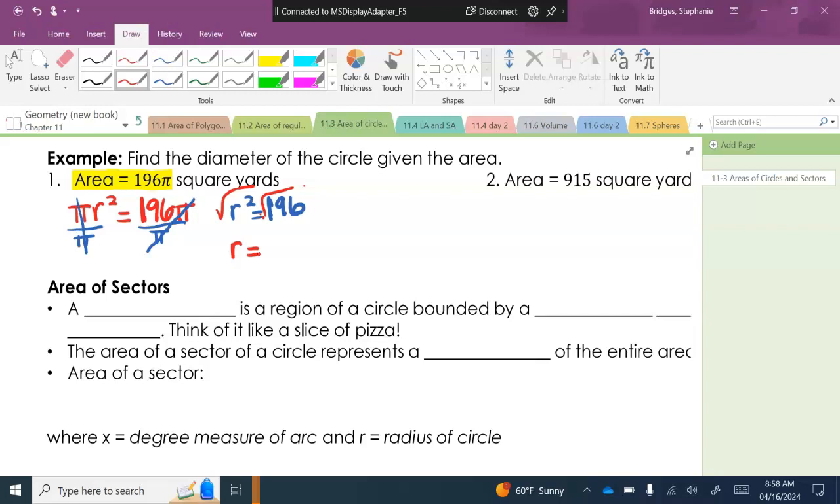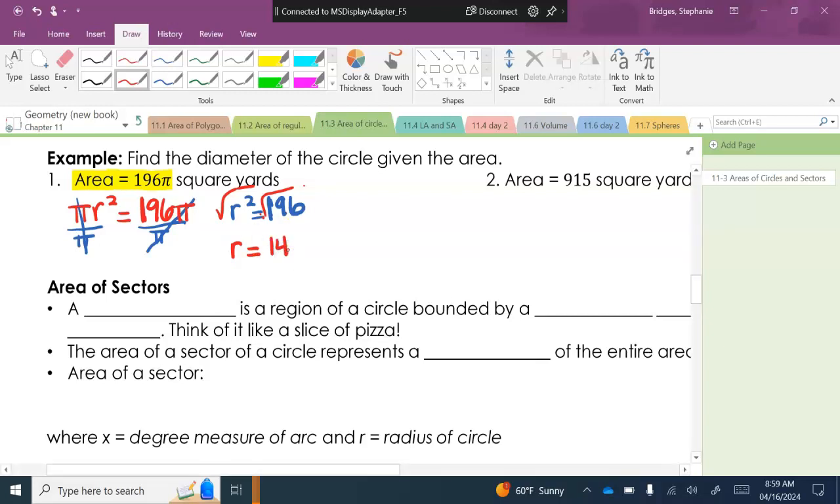If you want the diameter. What is the square root of 196? 14? Second. And then x squared. And then 196. Okay. What do we say? 14.